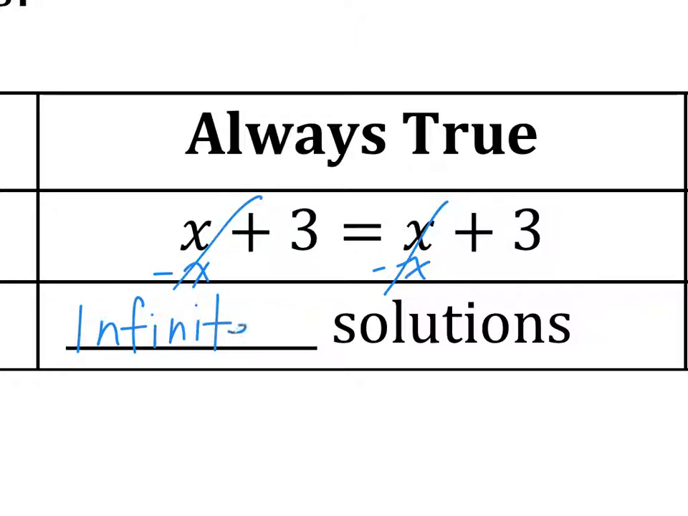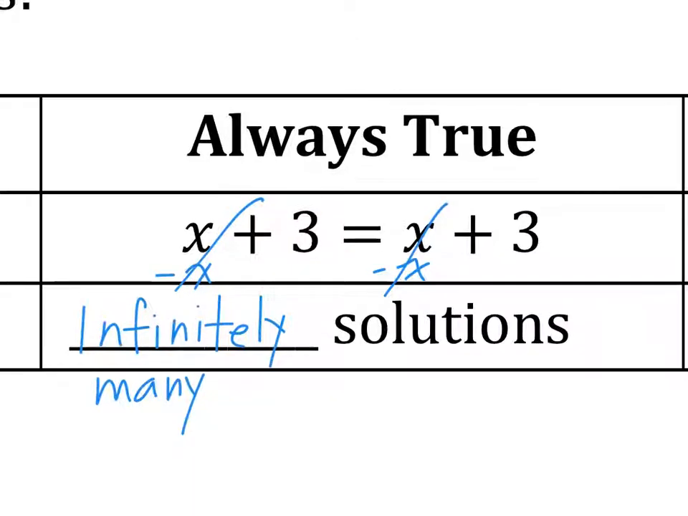Infinitely many. So basically it means you can put any number in as x and it will always work, because x does not need to exist in this equation at all. Okay, so when both sides are the same, then it's infinitely many or always true.